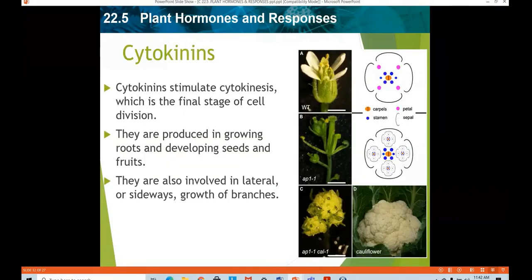Okay. Next we shall talk about the next hormone, which is cytokinins. Cytokinins are plant hormones that stimulate cytokinesis, which is the final stage of cell division. Cytokinesis is the process which we talk about during cell division. It is the name given to the division of the cytoplasm. You must have studied about this in grade 10 when you were discussing mitosis in detail.